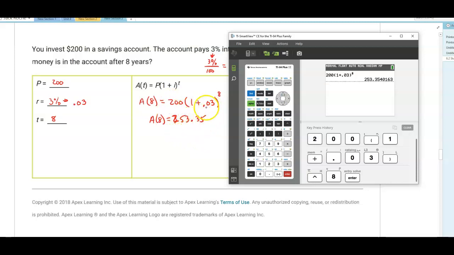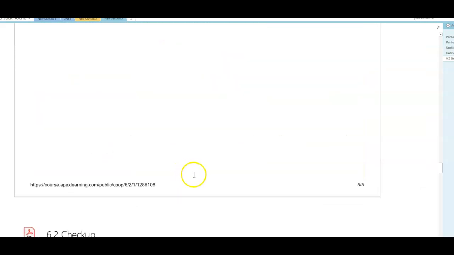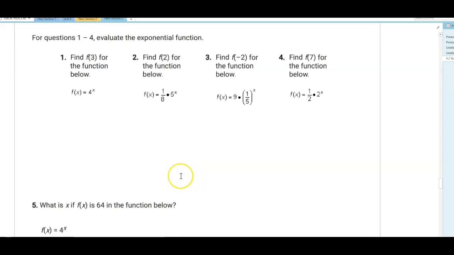Okay, so what they're basically telling you is, just for putting money in the bank, if you put $200 in a bank and it's getting 3% interest compounded annually, you would have $253.35. So you made $53 for doing nothing. Okay, let's take a look at these examples below.